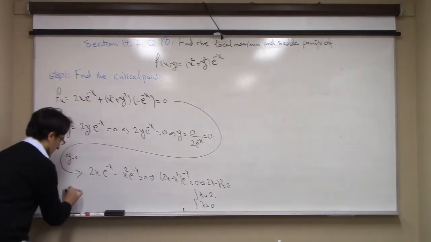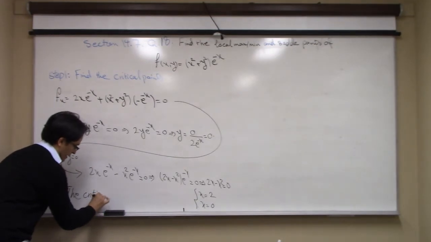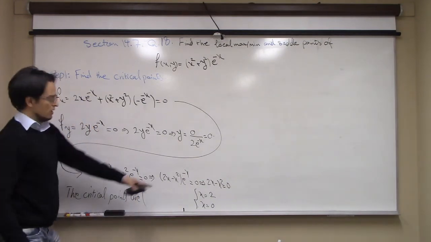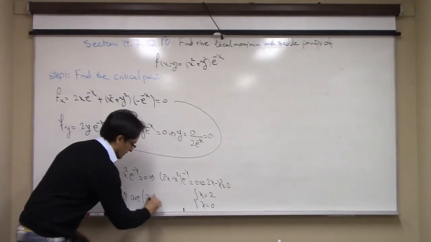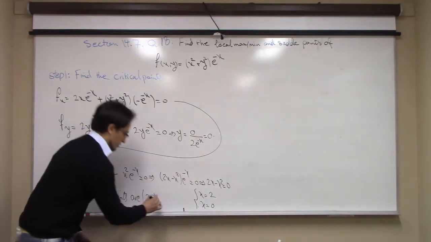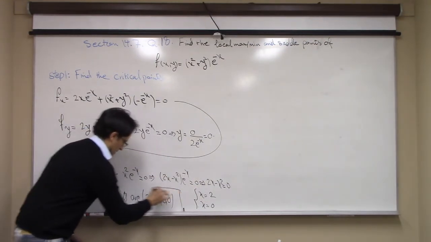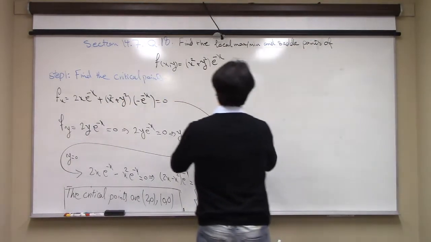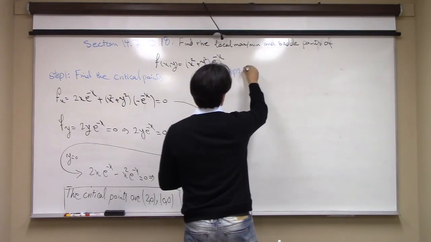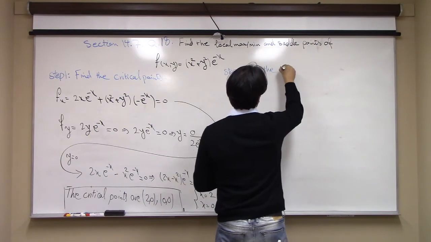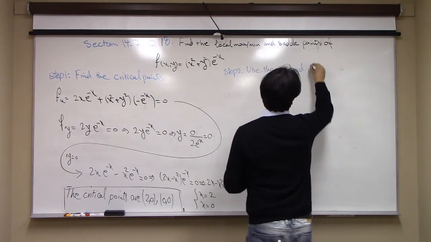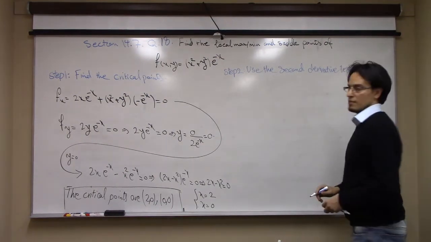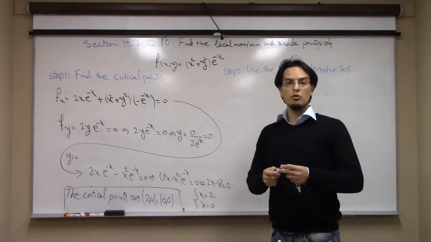Then the critical points are these 2 points: x is 2, y is 0, so (2, 0); and x is 0, y is 0, so (0, 0). Step 1 is done. Step 2, use the second derivative test.